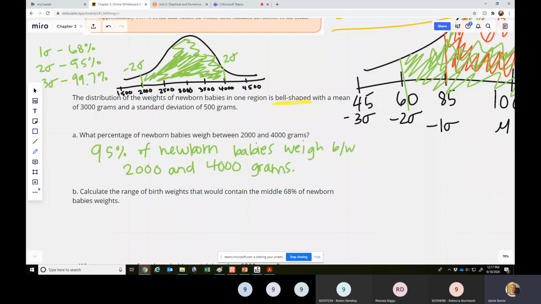1 standard deviation away from the mean, that starts here with 2,500 to 3,500. All right, so that's the middle 68%. So the range of birth weights that would contain the middle 68% of newborn babies' weights would be 2,500 to 3,500 grams. All right, so 68% of newborn babies would weigh between 2,500 and 3,500 grams.